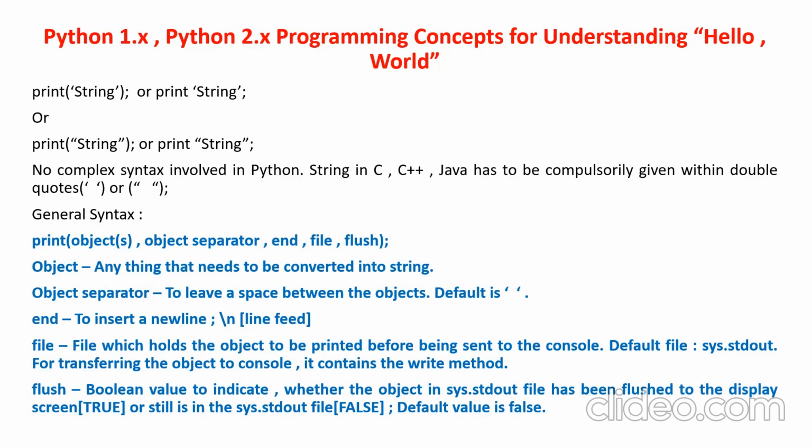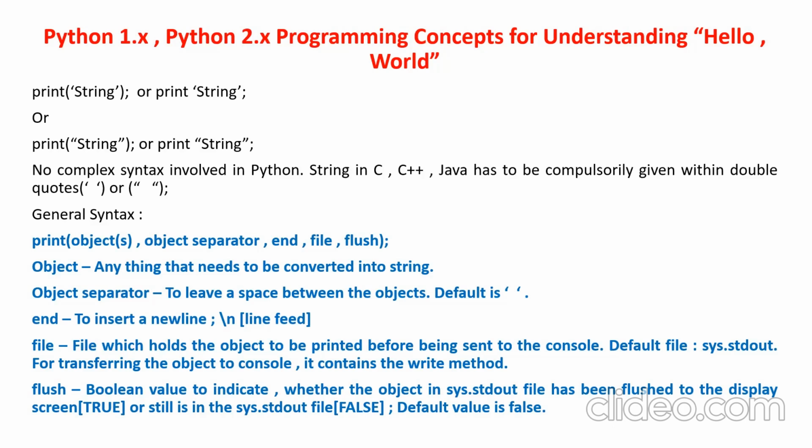In sys.stdout, sys is the name of the class, stdout is the name of the object, and write is the name of the method for transferring the string from the sys.stdout file to the display screen. Finally, flush. Flush indicates true or false.